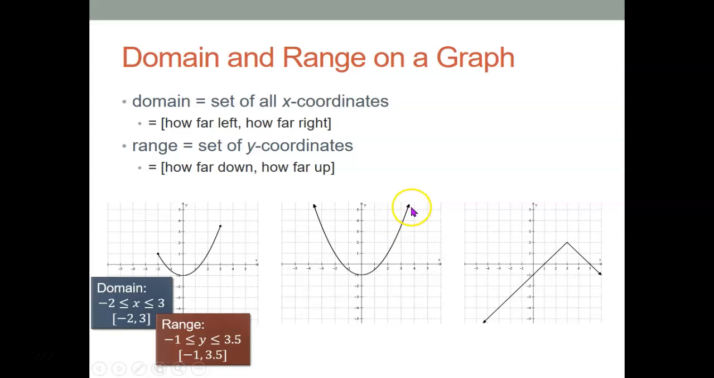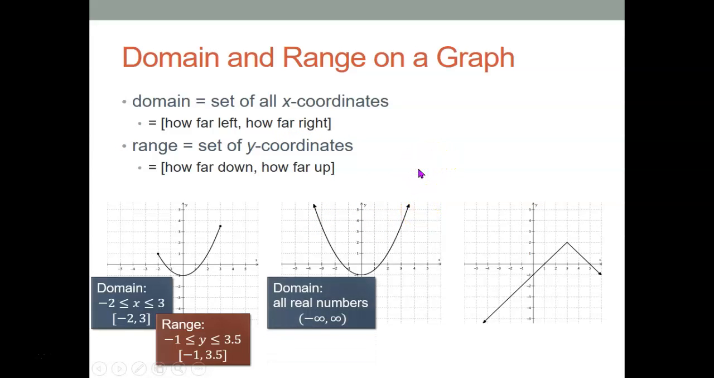What about the second graph here? Well, the arrows tell us that the graph keeps on going past the part we can see here. If we zoomed out, it would keep on going to the left and to the right. So the domain is really all real numbers. If we zoom out enough, we're going to see a point on the graph with every possible x coordinate.